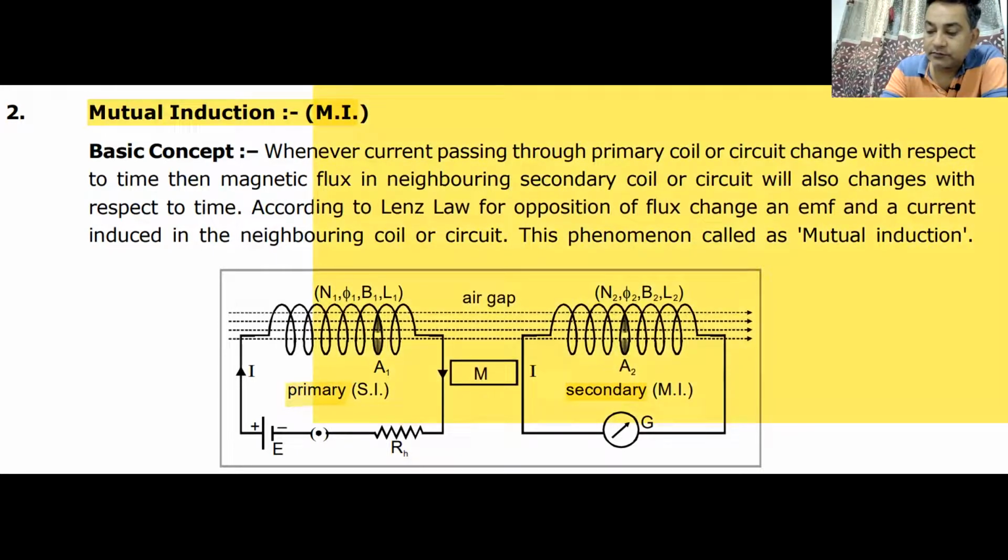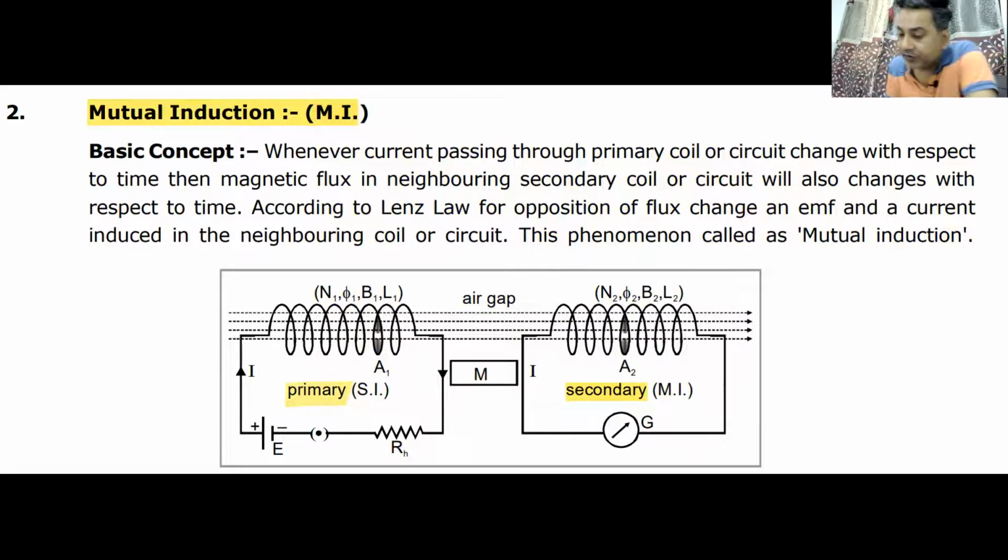Call them one or two as well. N1, Phi1, and L1, as you can see here, are the values of the number of turns, magnetic flux, and self-inductance of coil 1. The similar values are for coil 2.